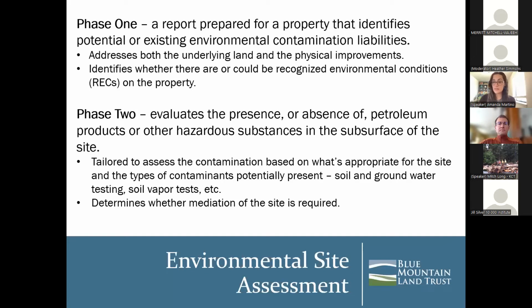We also have to do an environmental site assessment. So a Phase 1 that identifies potential or existing environmental contamination liabilities. That looks at both the underlying land, the physical improvements like any buildings, and any surrounding properties that may have any issues. If your Phase 1 finds something, then you might have to get a Phase 2 that evaluates the presence and extent of the contamination or potential contamination on the property. These are really important because if an easement is going to protect a property forever, we want to make sure we're not protecting a hazmat site and in fact are taking care of something that is environmentally sound.